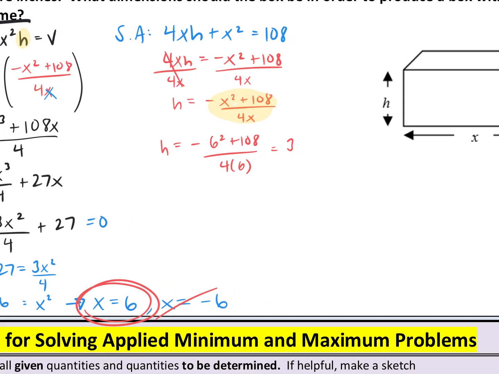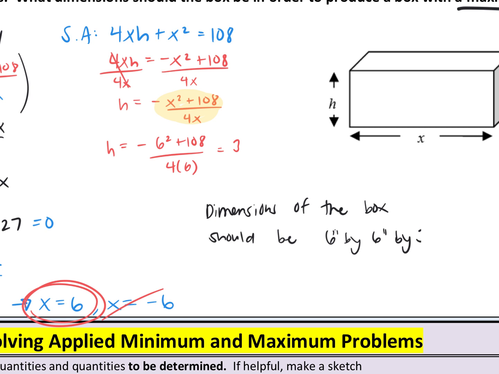Okay, so always make sure you're ending these problems with answering the question, and go back to double check you're answering the question. It's asking us about what are the dimensions of the box. So the dimensions of the box should be 6, and then be careful with units here. We have inches, right? 6 inches by 6 inches by 3 inches to maximize the volume.